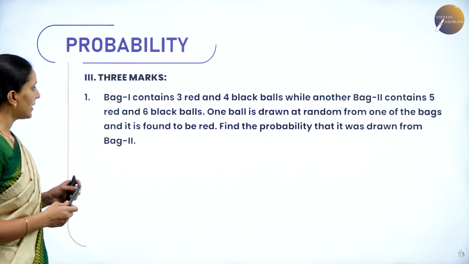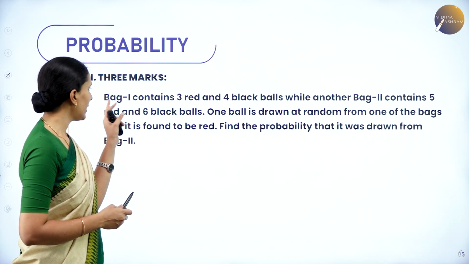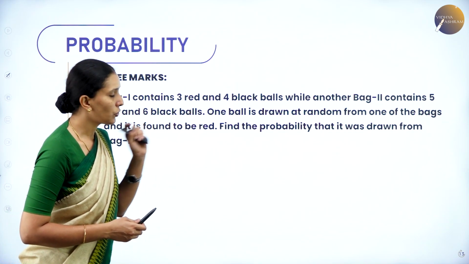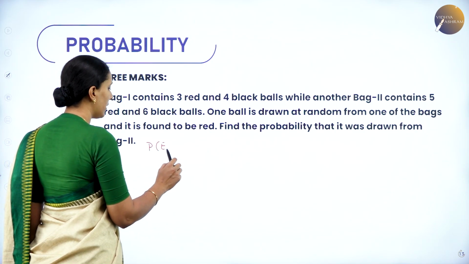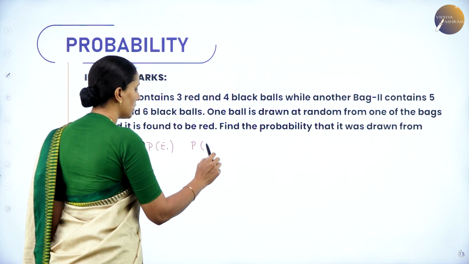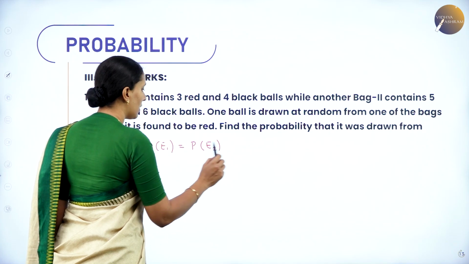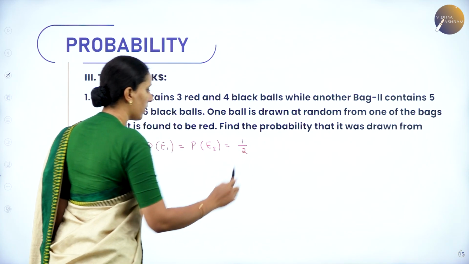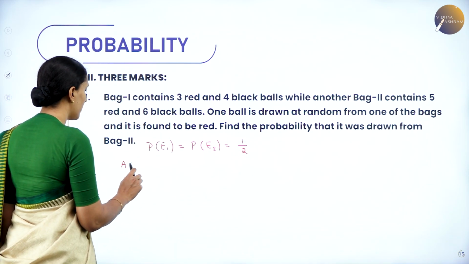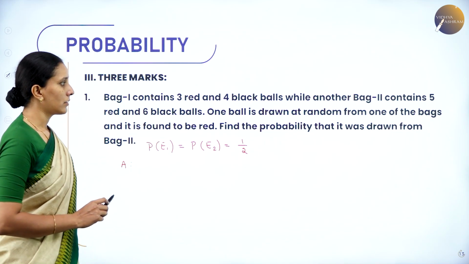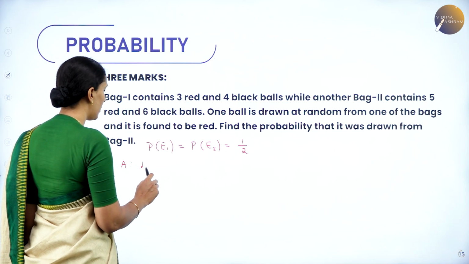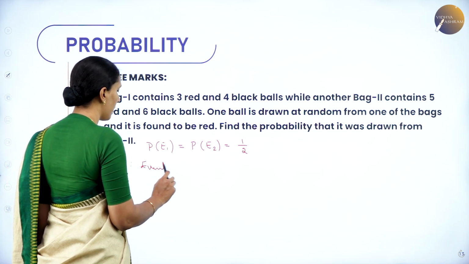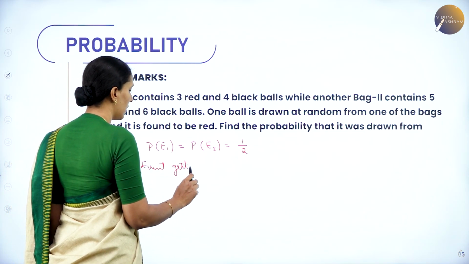So, now let us consider the event E1 for bag 1, E2 for bag 2. So, what is the probability of choosing bag 1 and choosing bag 2? So, that is both are equal to 1 by 2. Next, let A be the event of getting a red ball.